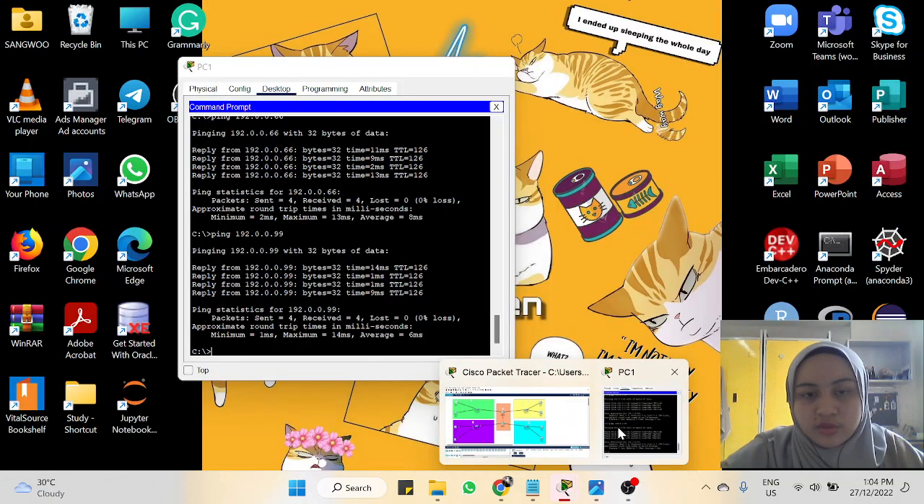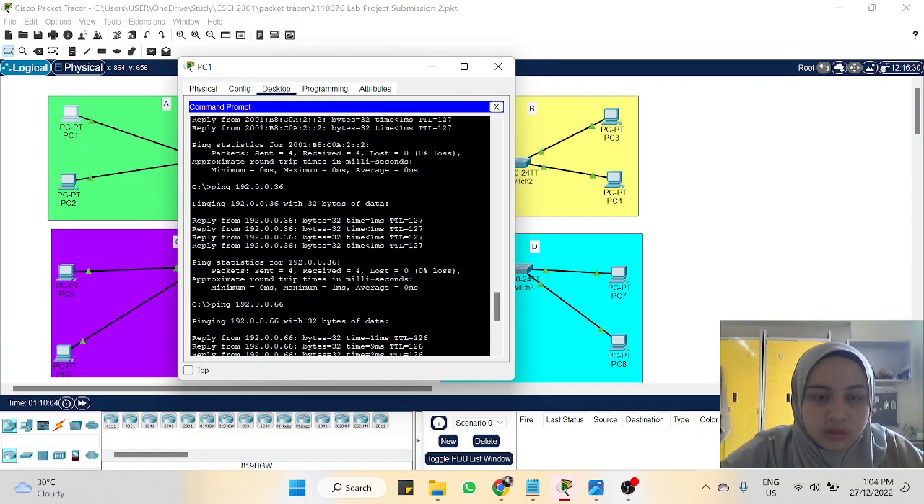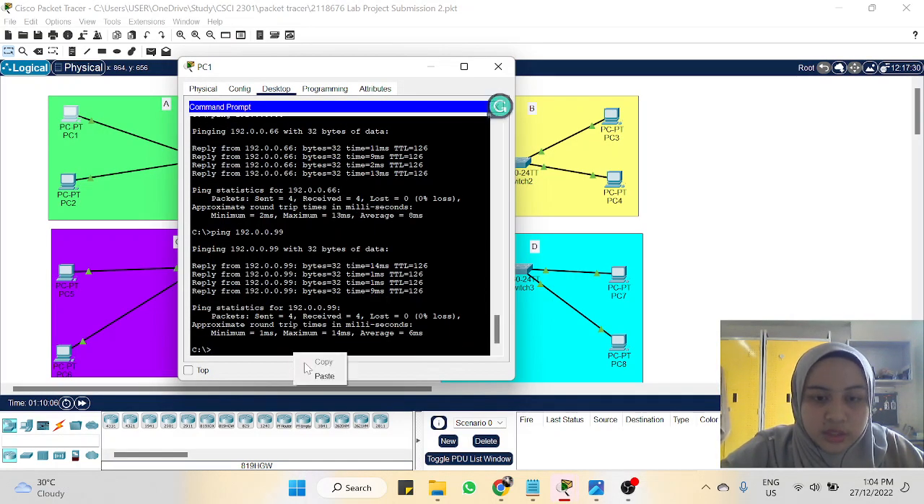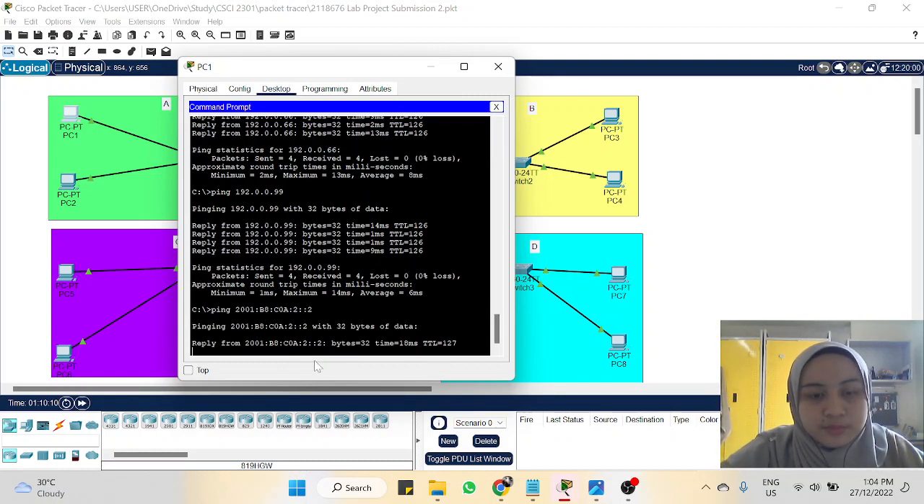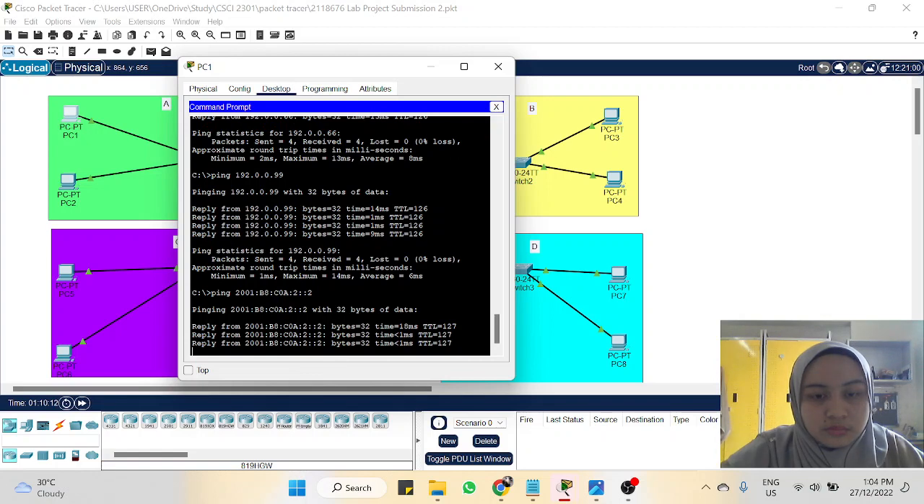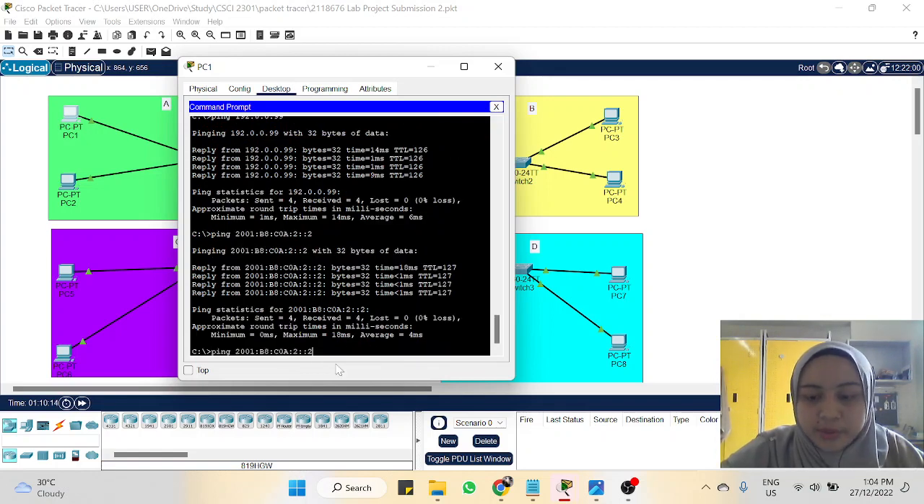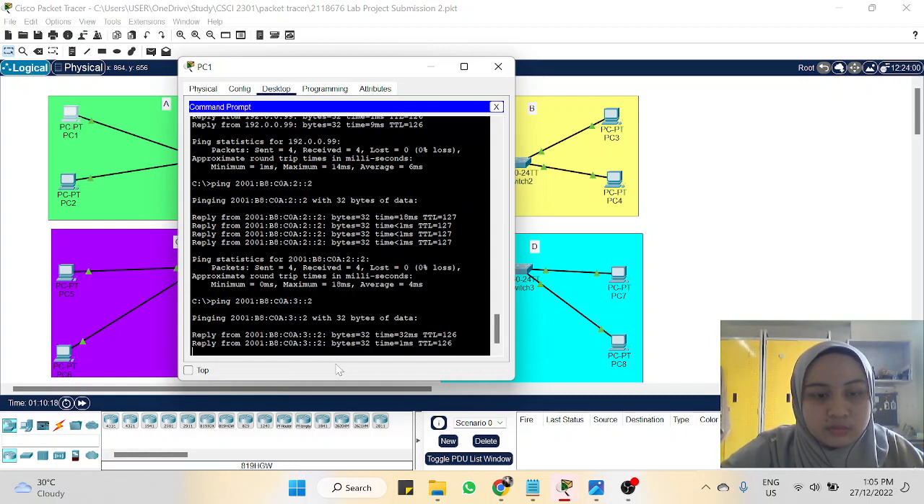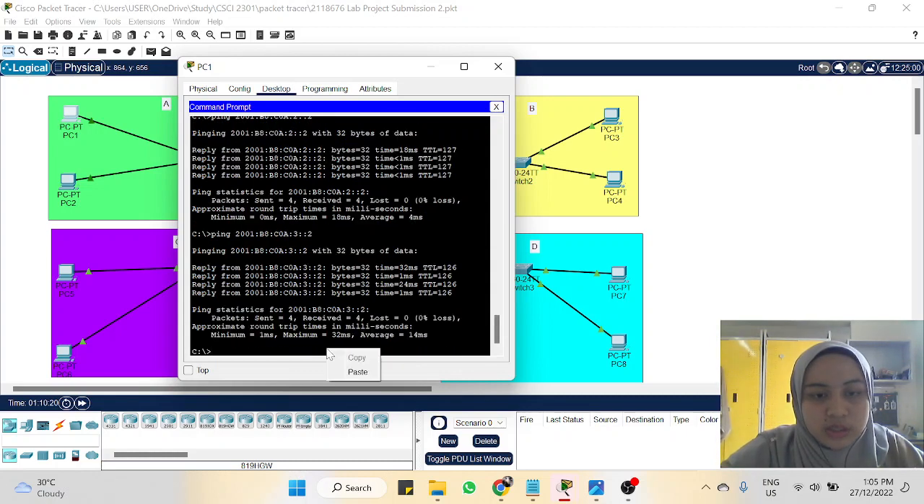So now let's try to ping. We will try to ping the PC from group B, and then I will ping the PC from group C. Lastly, I will ping the PC from group D.